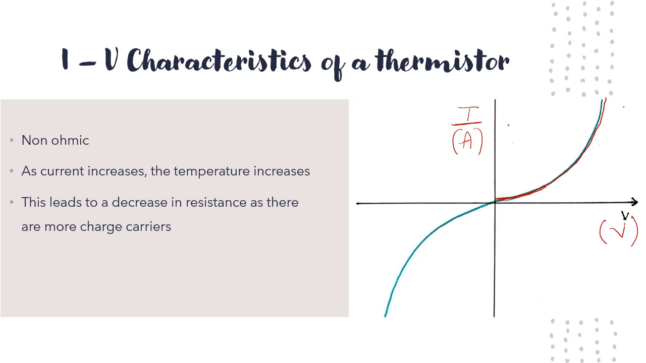So when the resistance decreases, how do we know that the resistance has decreased? That is shown by this last part of the graph where there is a sudden increase in the current. Okay, so this is the IV characteristics of a thermistor.